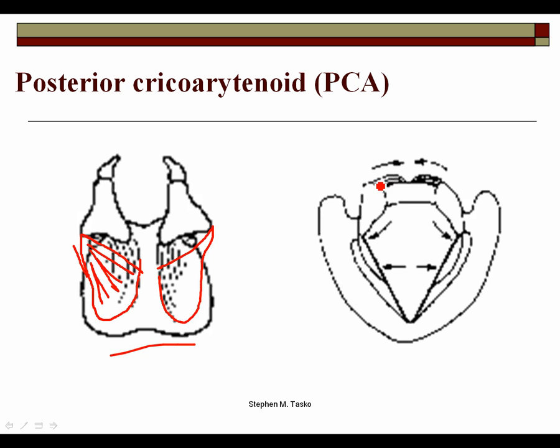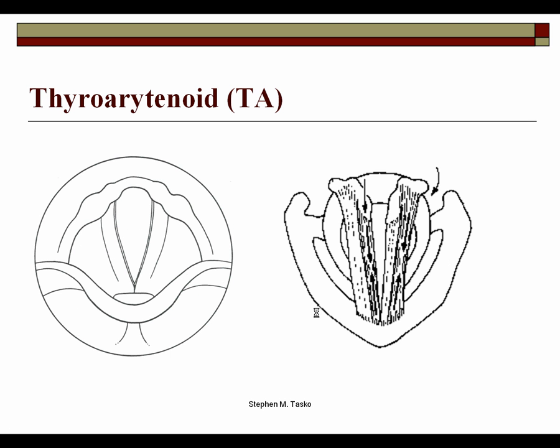And here's a superior view where these are the posterior cricoarytenoid muscles. And it pulls in this direction. And when it does that, it's going to cause the vocal processes to move away from one another and have the effect of abducting the vocal folds. These muscles are innervated, again, by the recurrent laryngeal nerve.